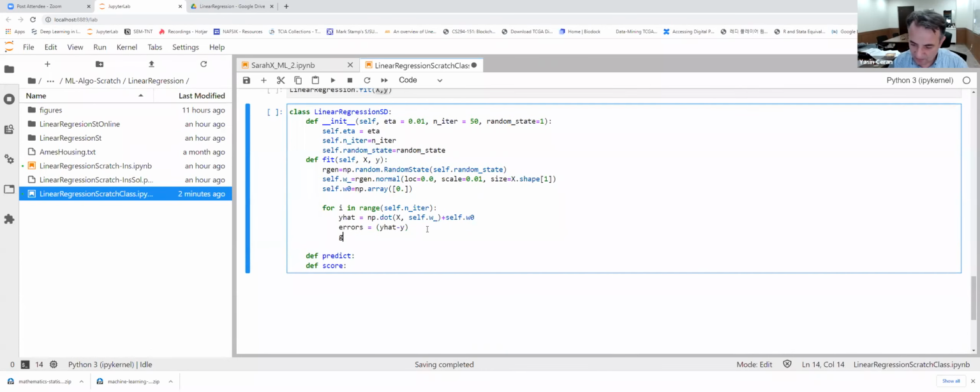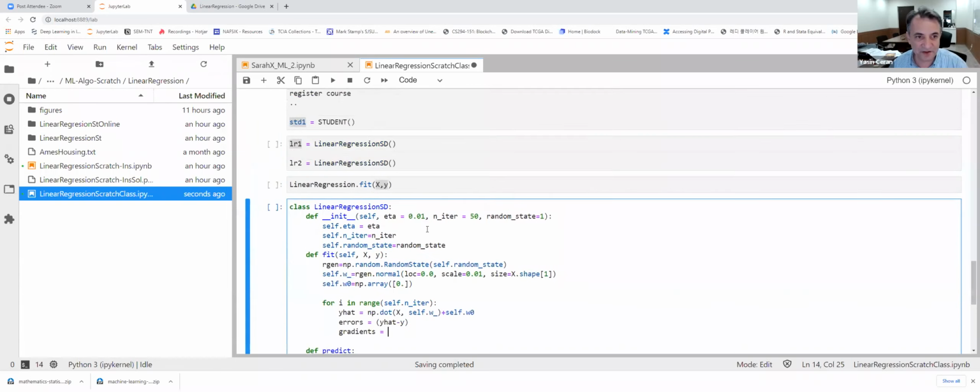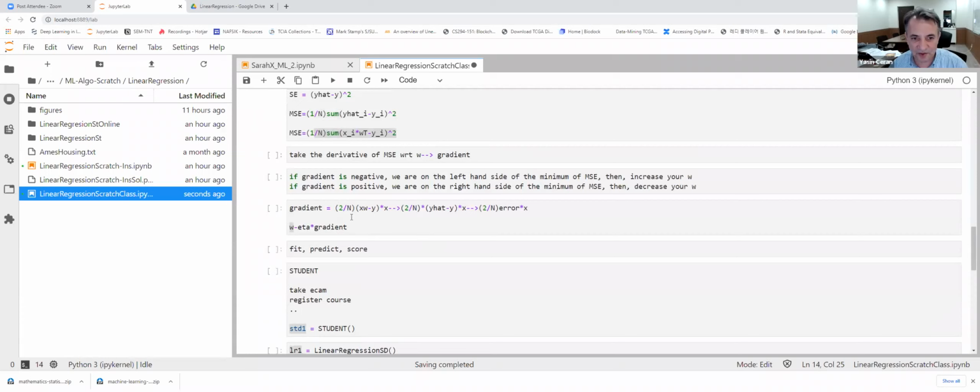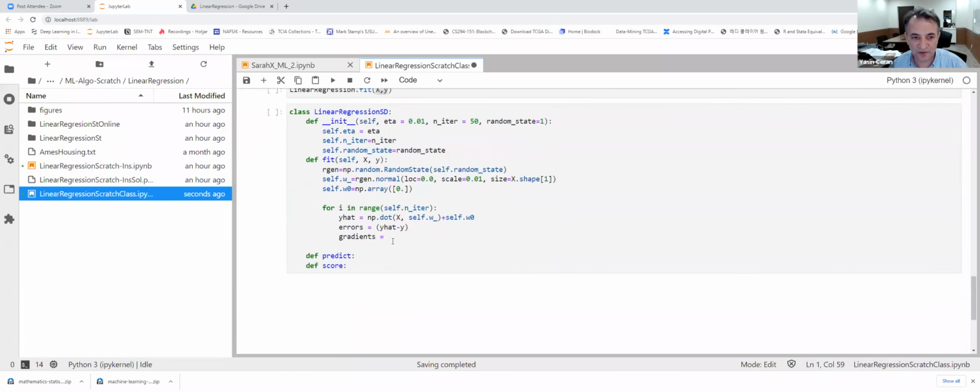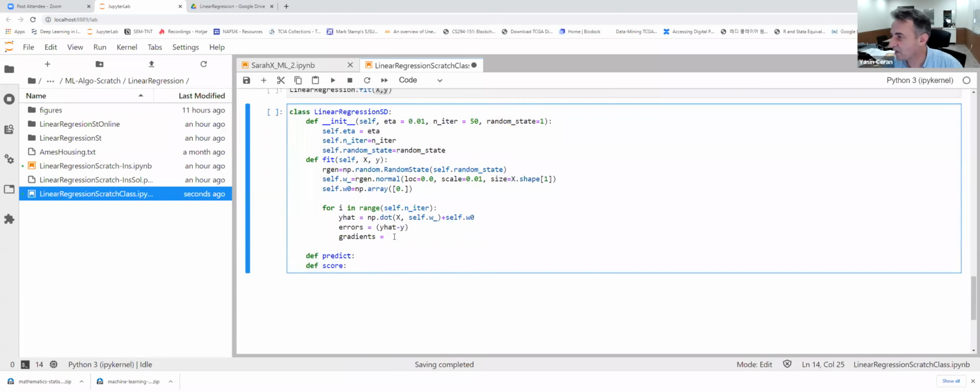Next, gradients. I already defined gradient here. Okay, I'm going to use this one here. Okay, let's use it. Gradients is 2 times, okay, 2 times X.